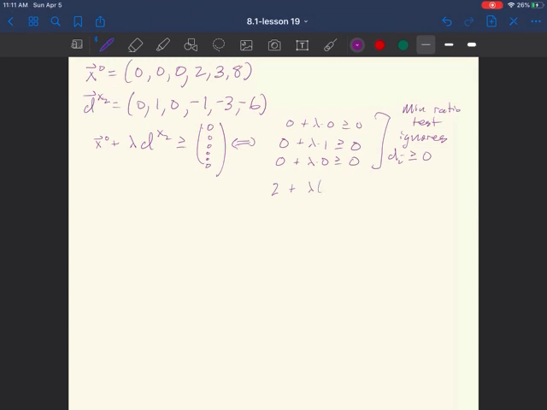The ones that are important are going to be this 2 plus lambda times negative 1 has to be greater or equal to 0. You can see that can be violated if I make lambda big enough. And the same is true for 3 plus lambda times negative 3. That has to be greater or equal to 0. And 8 plus lambda times negative 6, greater or equal to 0.